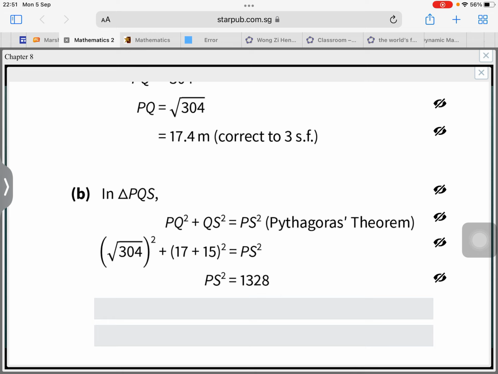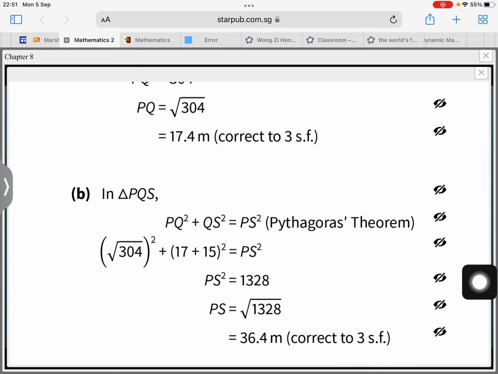Lastly, still the same thing. Take note, PS will be equal to plus minus square root of 1328, and you solve it to 3SF: 36.4 meters. Reject negative 36.4. Take note, you should not leave your answer just in square root, even though it's the so-called most accurate form, because this does not mean much to you when it comes to length. It makes more sense to give it in meters so that you can make sense of the values.